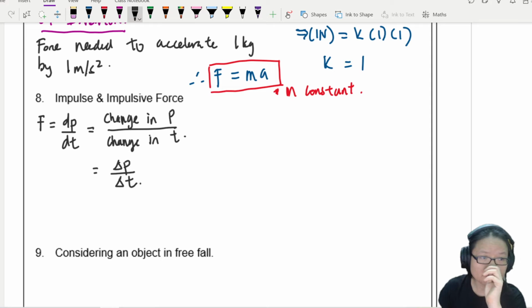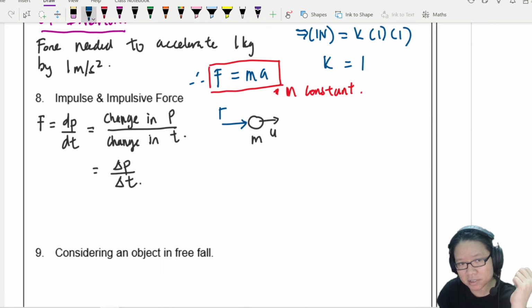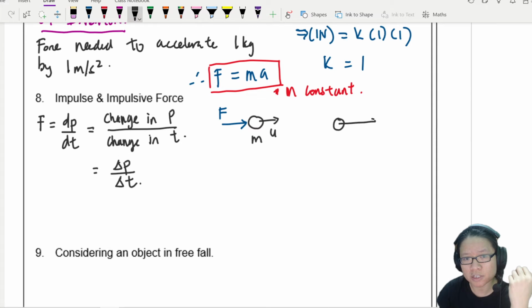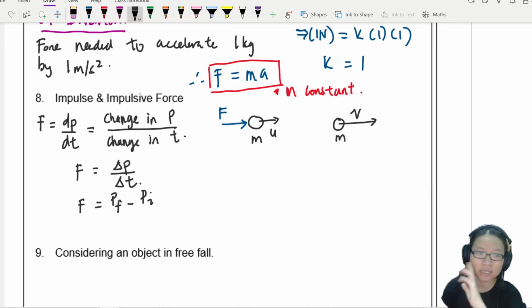Let's say you have an object, maybe a ball, traveling with a speed u. You give it a nice smack on the backside, give it a nice hit, and now the ball is traveling at a faster velocity v. So how do you find the change in momentum? Maybe I'll write it out in another step first. We'll go with force as final momentum minus initial momentum, so the difference between final and initial.